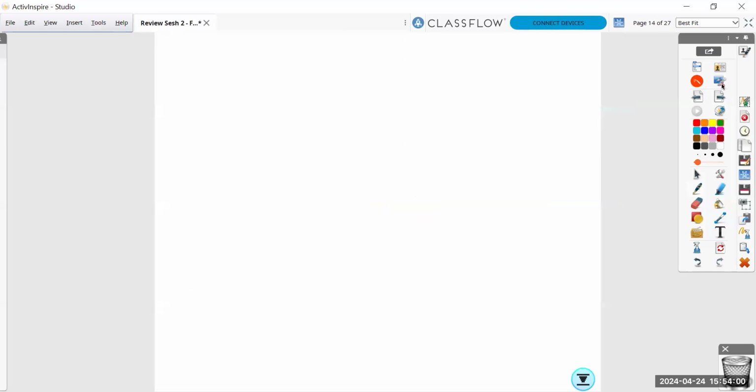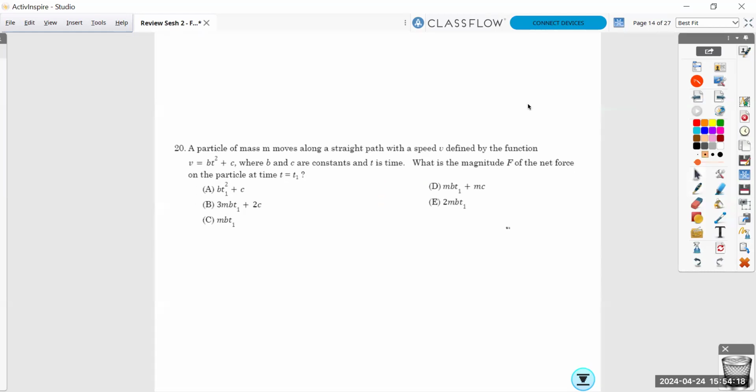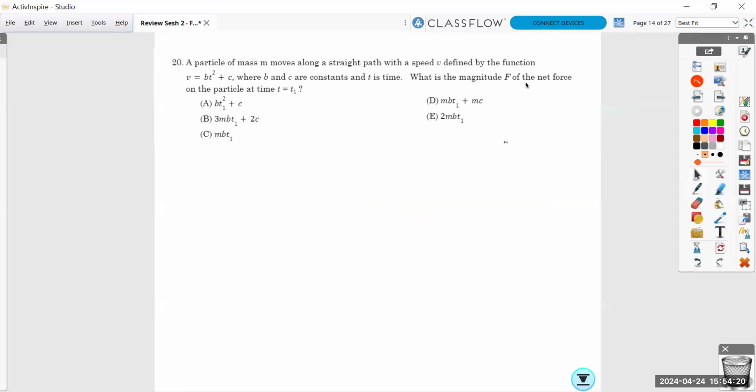Number 20 is a good example of something that I talk about sometimes, which is we've got an equation that sort of looks like it escaped from math class. And when you get a question that looks like it escaped from math class, typically you're going to do a derivative or an integral, or maybe you're going to plug in a value of t. In this case, they've given us a velocity function, and you want to talk about the force.